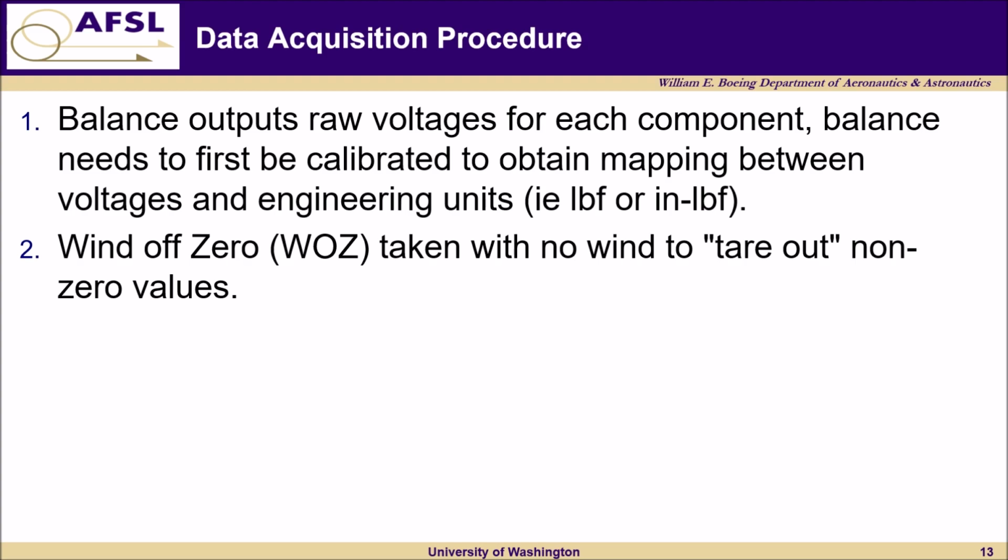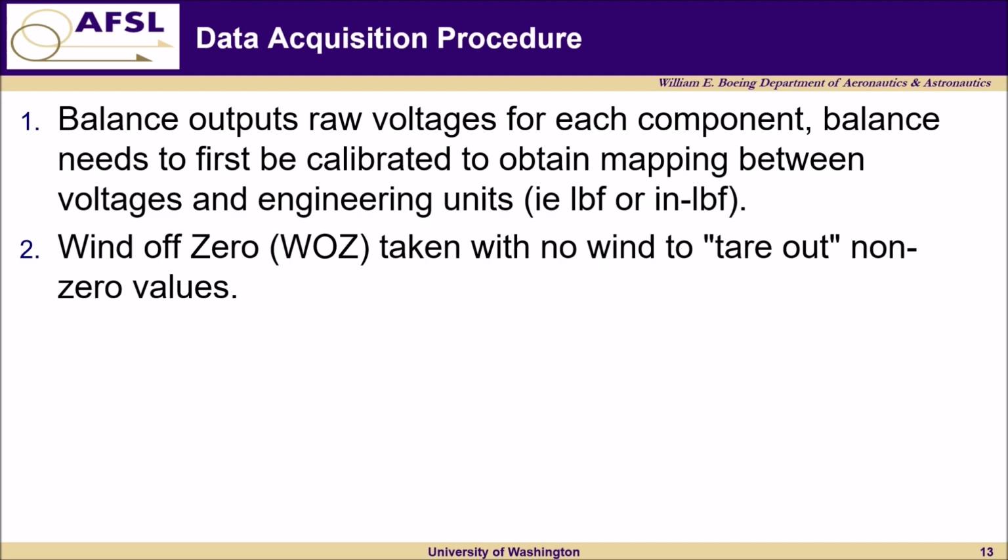This basically means taking a data point when the wind is off and then subtracting this value from all subsequent data. The idea is that when the wind is off, there should be 0 aerodynamic forces and moments, so any non-zero values that the balance is reading are just noise and they need to be removed. This is effectively the same thing as tearing out your scale before using it.